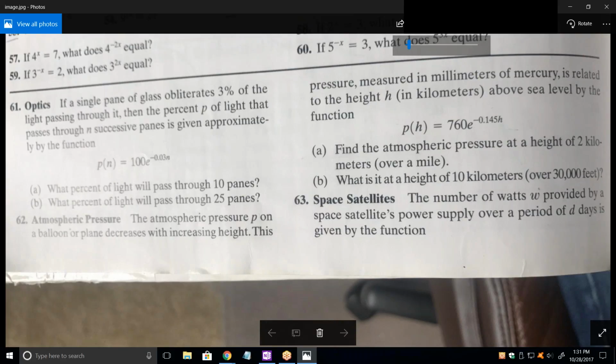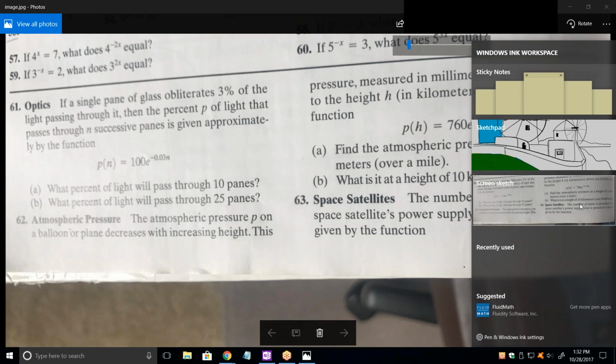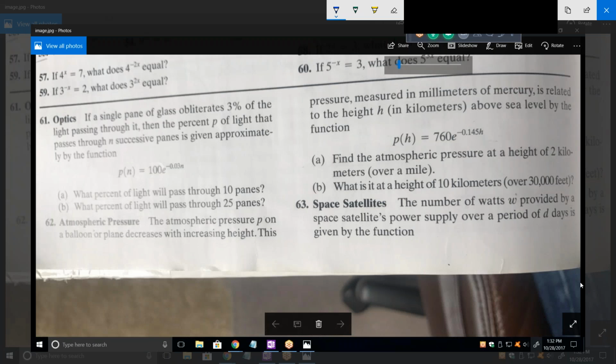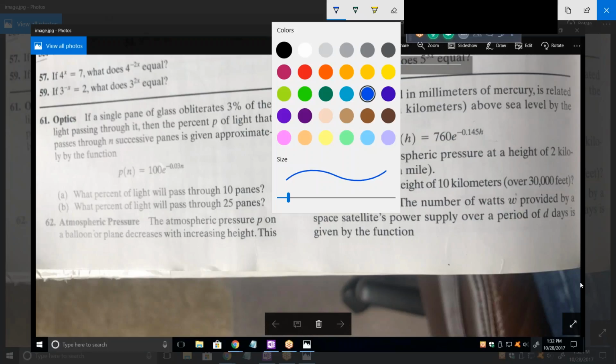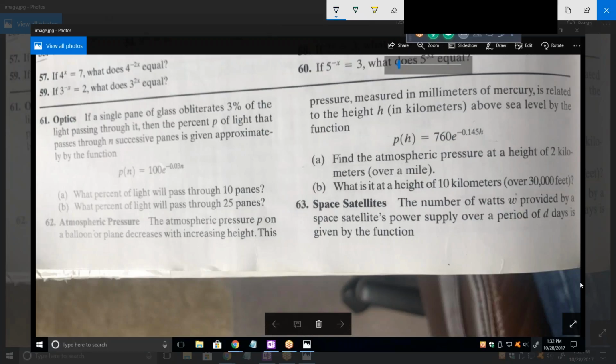The single pane of glass obliterates 3% of the light, then the percent P of light that passes through n successive panes is given approximately by that function, where P of n is the percent of light, and n is the number of panes. So, hold on a minute. I can take a snapshot of my screen and then write on it, which is kind of nice, actually. So what they want to know is, for question A, what is P of 10?